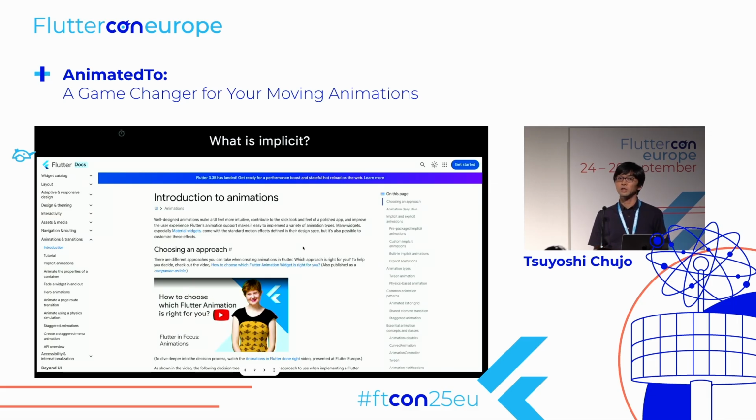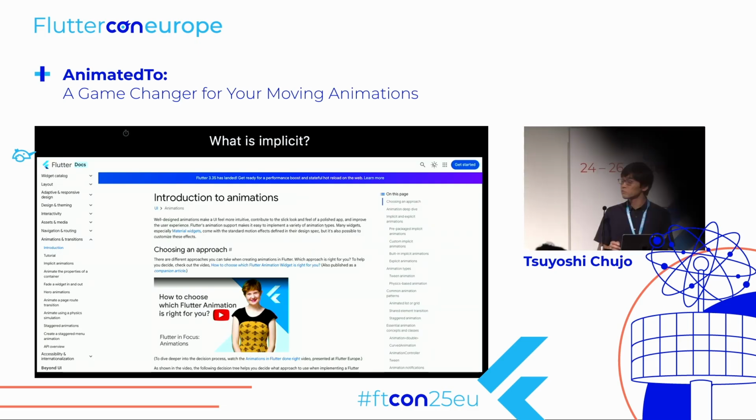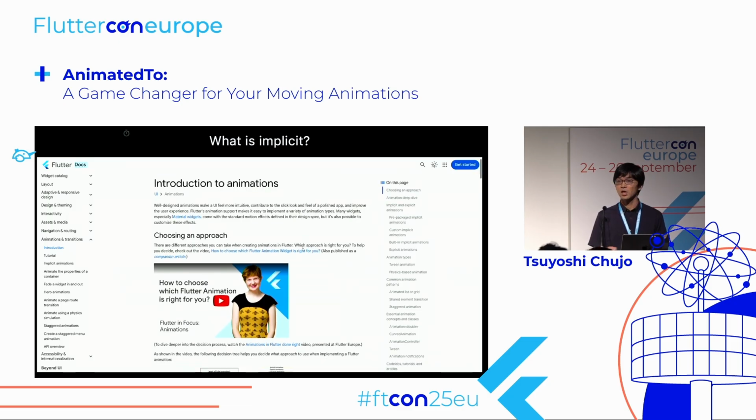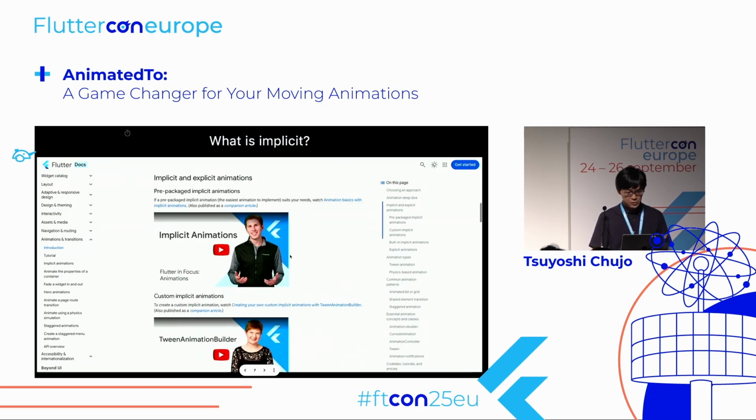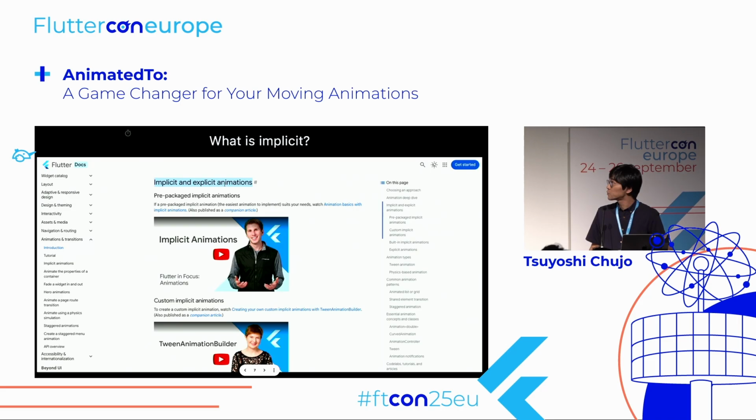What comes to your mind if you hear the word animation? Maybe some of you will think of AnimationController or AnimatedOpacity or AnimatedContainer, or Lottie, Rive, or some other shaders as well. Maybe all of them are animations, but in this section we will focus on the animation which is done only with Dart coding. That is implicit and explicit animations. So what is implicit and explicit?